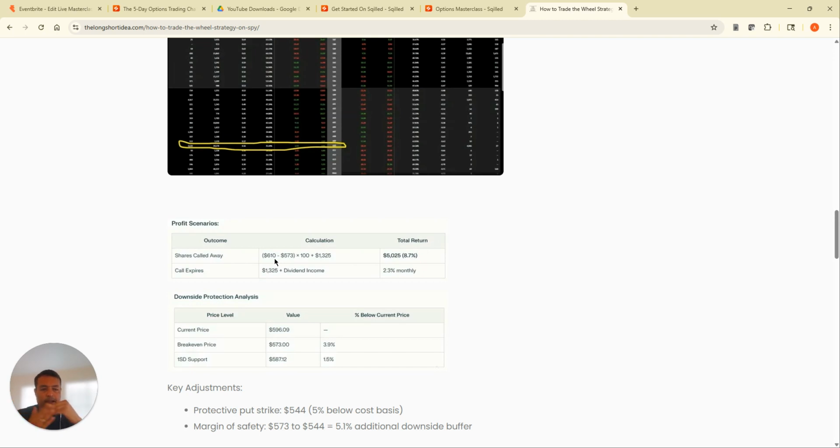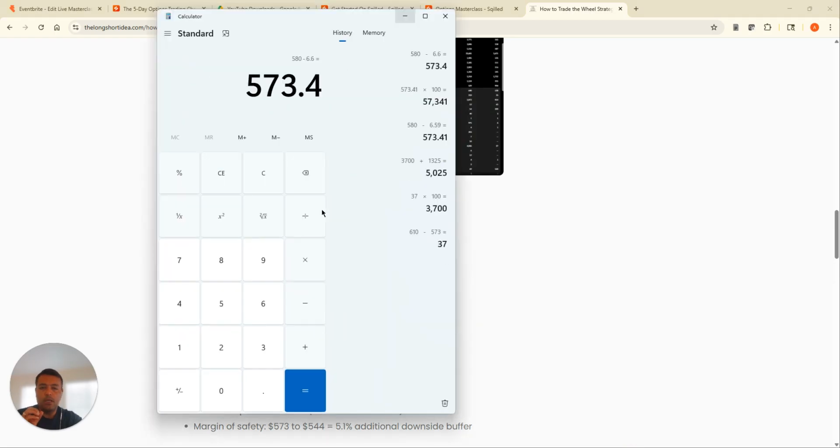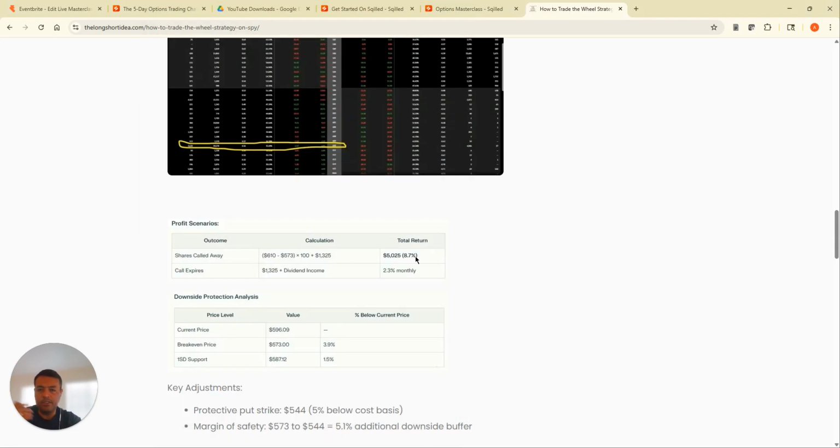So all the upside from 573 to 610 is your upside. Plus you collected two premiums. So that's $1,300. So the net total return is $5,000 on this one trade. You put down how much? $58,000. You collected $5,000, right? So that's 8.6 return. That's how I get to the 8.7 to 10%, right?